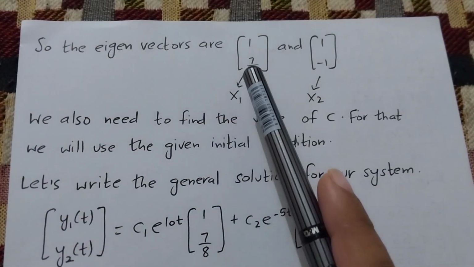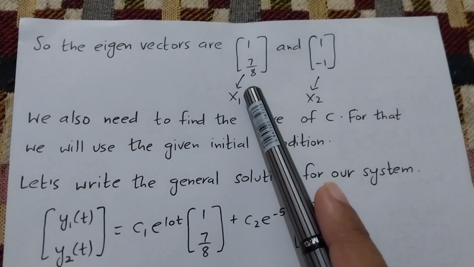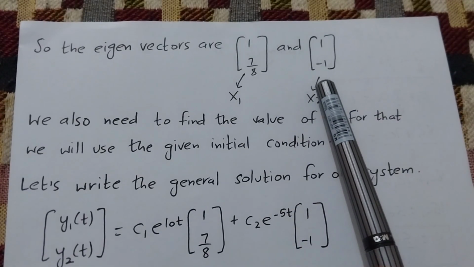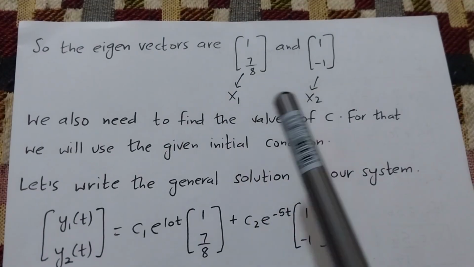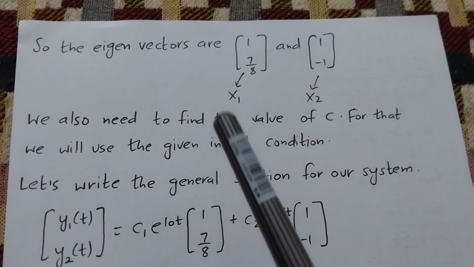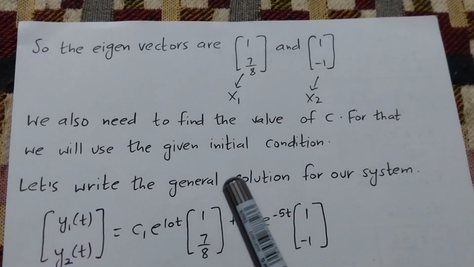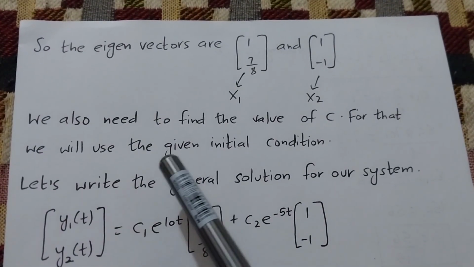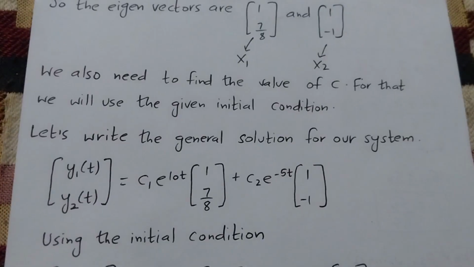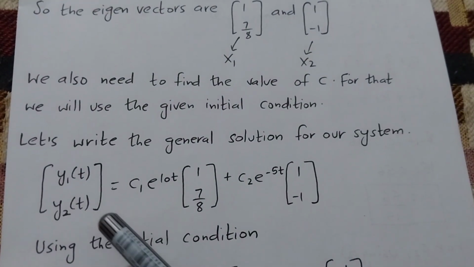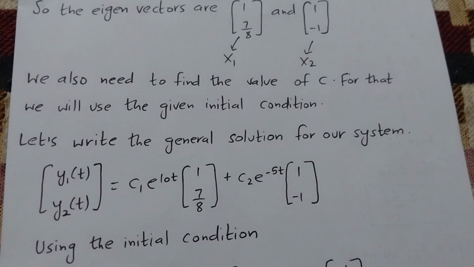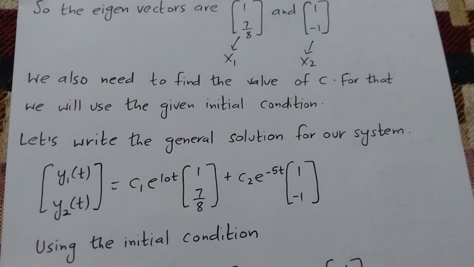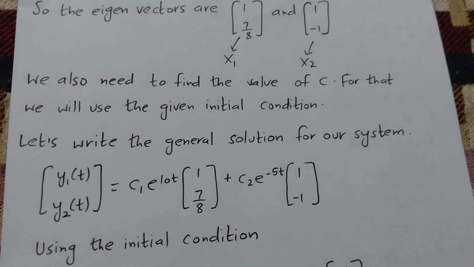So the eigenvectors are 1 and 7 by 8. This was our first eigenvector, and this was our second eigenvector, 1 and minus 1, x1 and x2. So the only thing we need to find now is the value of c, and for that we will use the given initial condition. Now we can write the general solution for our system without the constants.